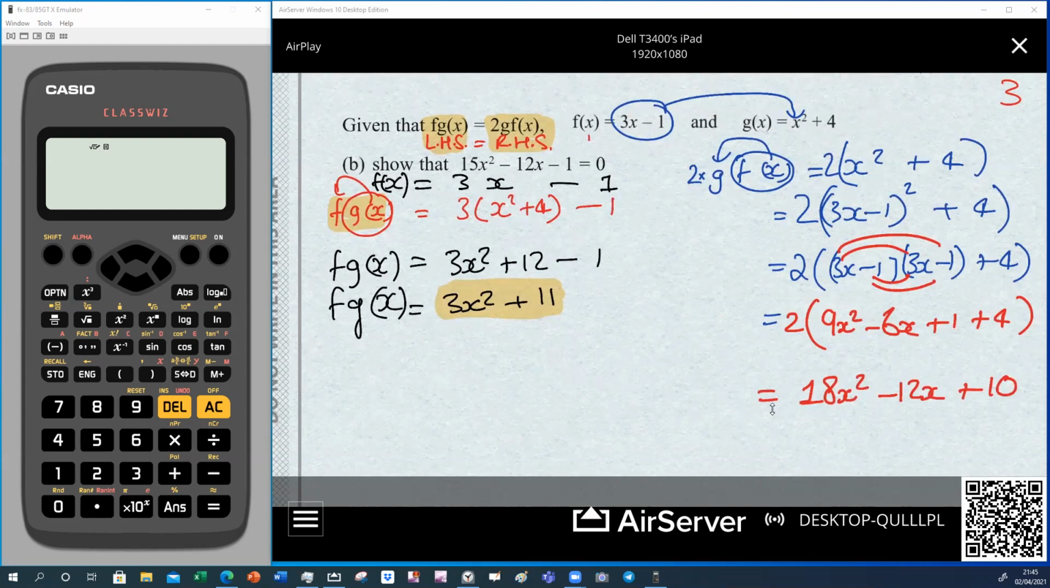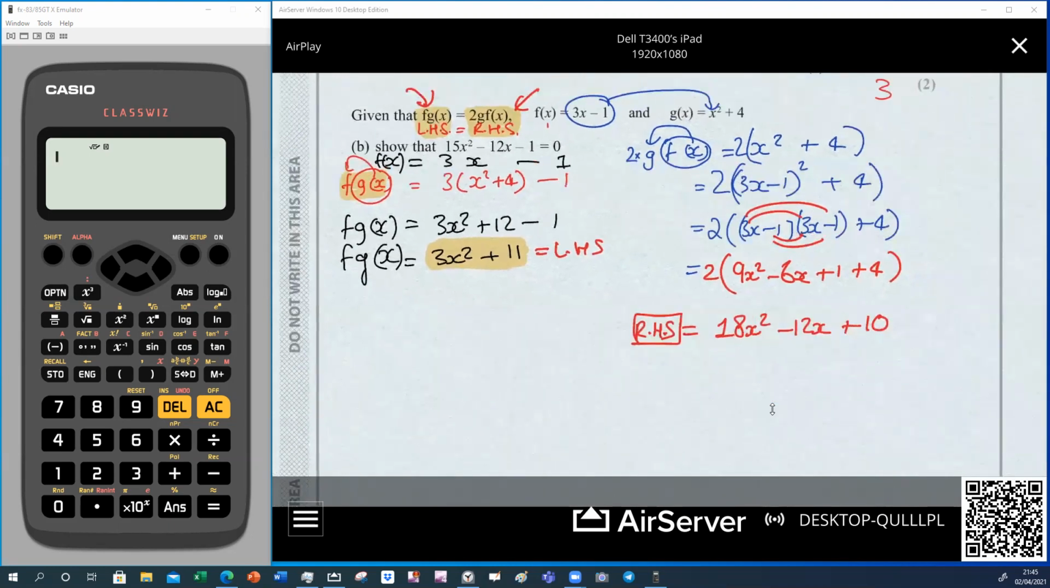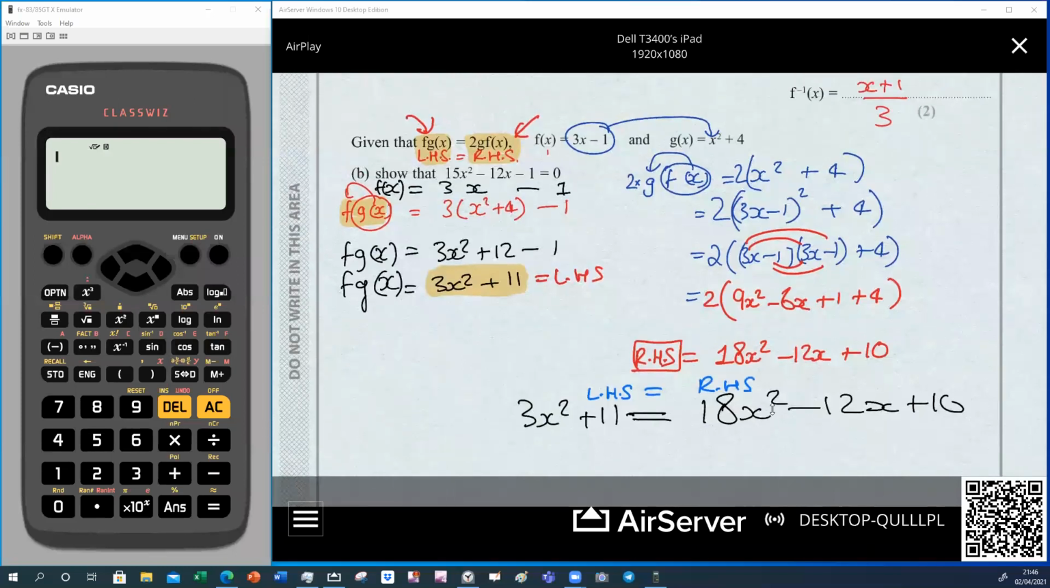So now this is the right hand side. Don't forget, this is the right hand side, which is here. This bit here is the left hand side, which is here. So we need to make them equal to each other. So you have 3x squared plus 11 is equal to 18x squared, take away 12x, add 10. So that's how they started us off. They said this is the left hand side, it's equal to this right hand side. Now they want us to show, if you look over here, the question says show that.